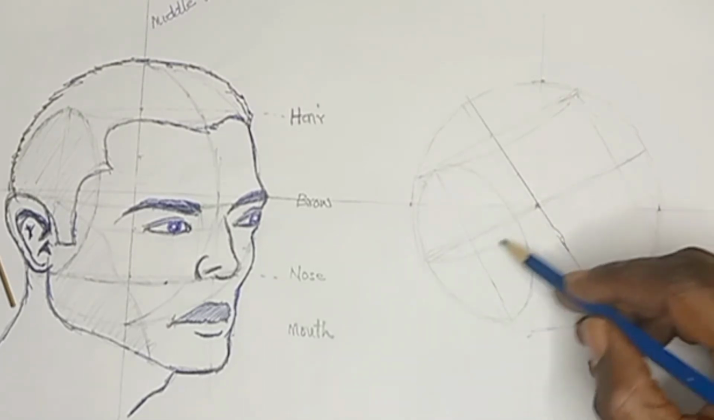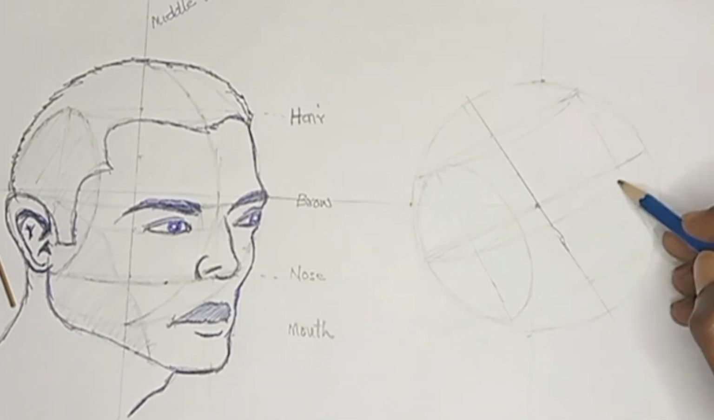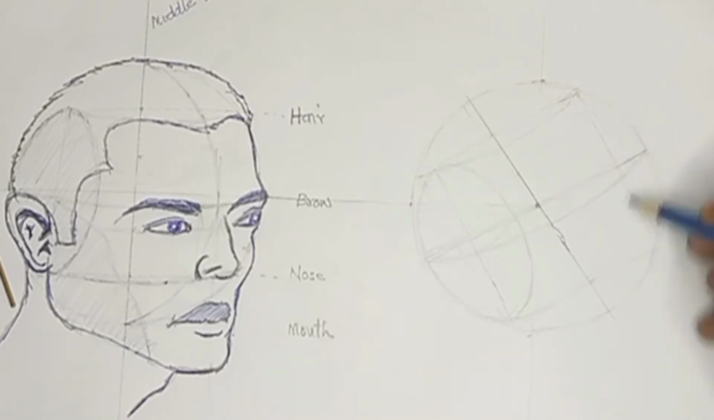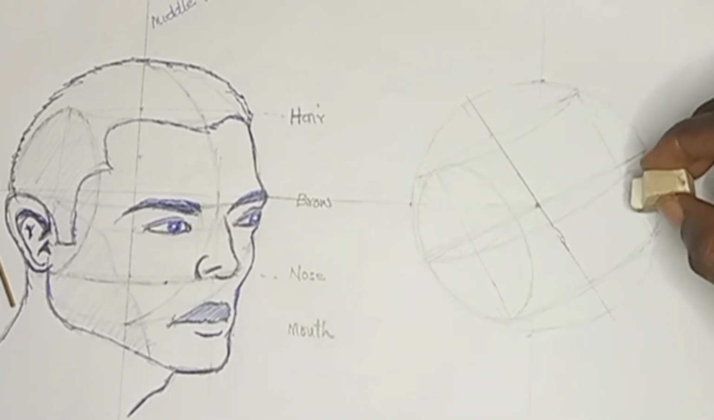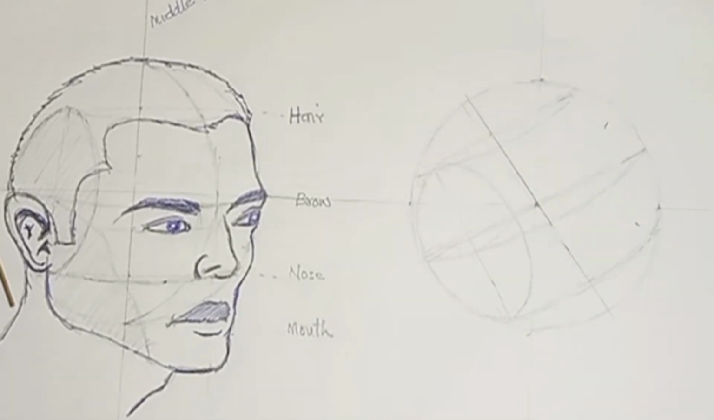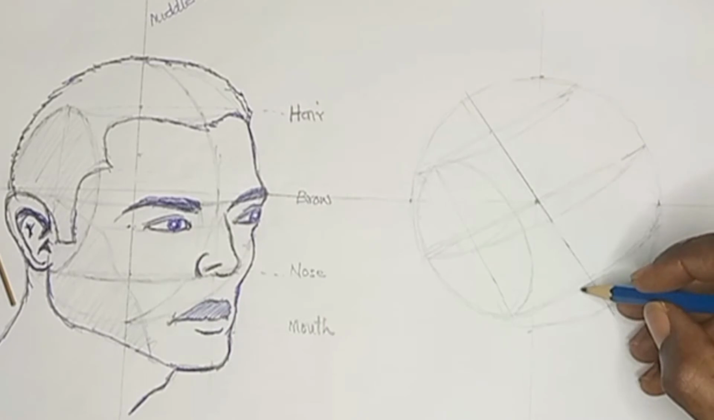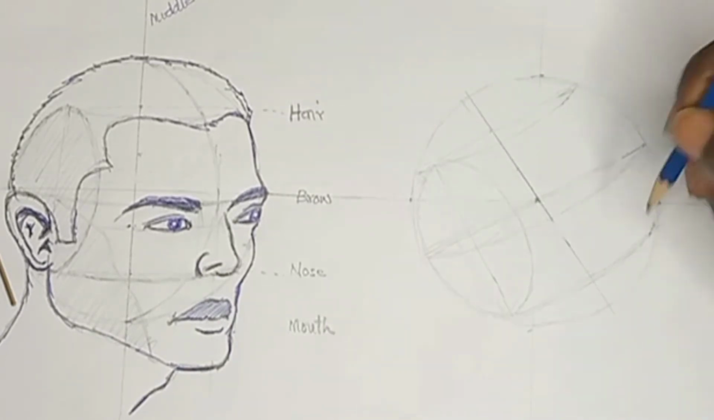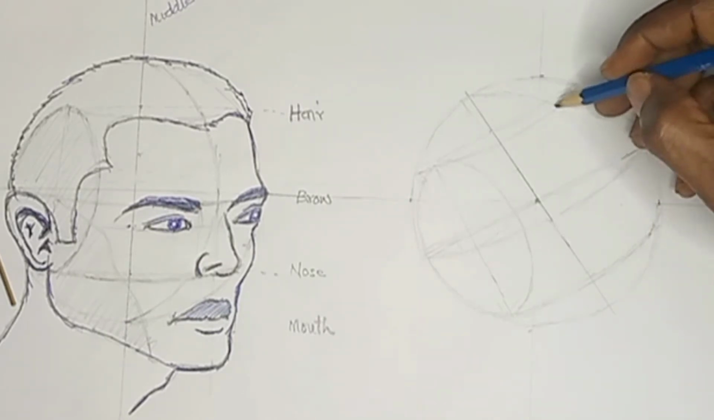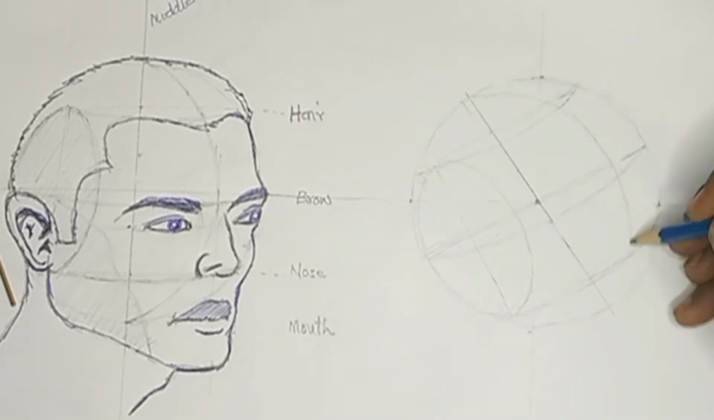Because this is a sphere, I'm making those lines curve a bit. The curved lines represent the outside part of the sphere, while the straight lines represent the innermost part of the sphere, just like a ball.